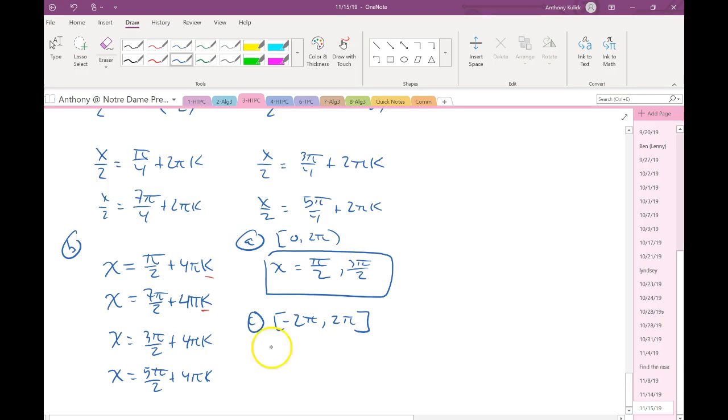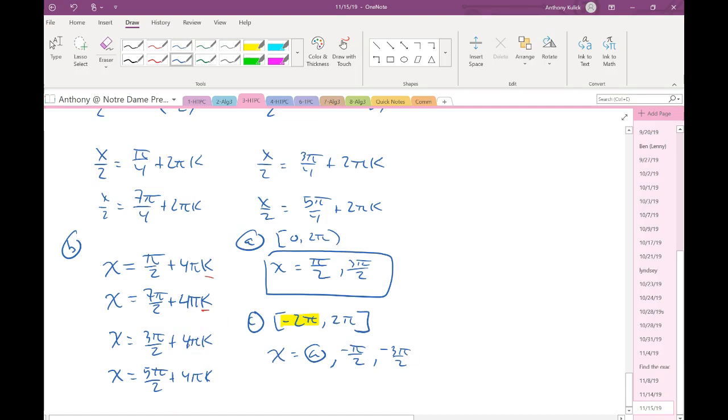For part C, I definitely have my answers from part A. And then we have to check to see if I can get something in the range from negative 2 pi to 0. If I recall, that only happens here and here, right? When k is negative 1. In that first one I underlined, I get negative pi over 2. And in the second one, I get negative 3 pi over 2. So that's my answers for part C.